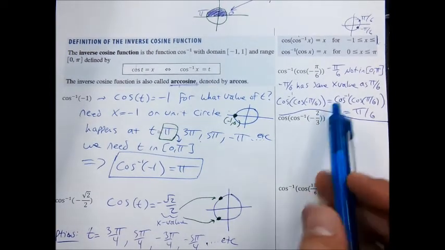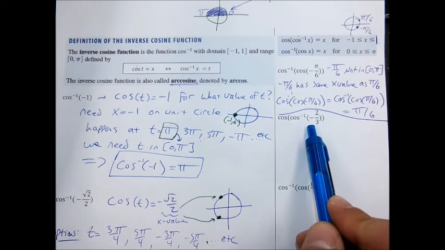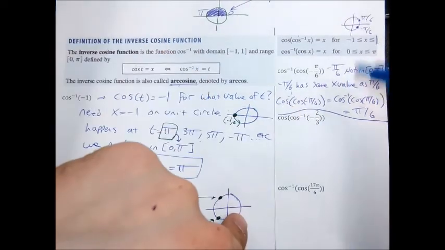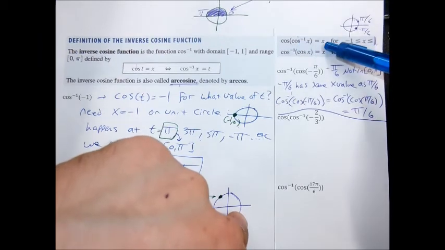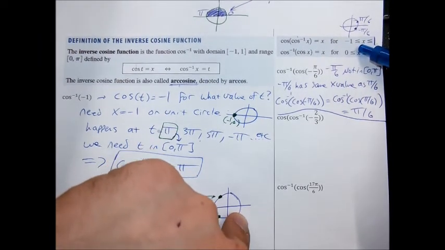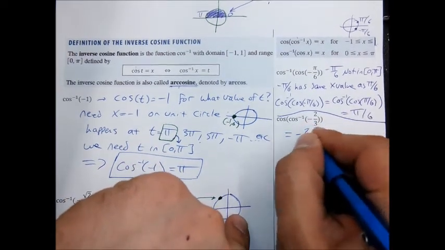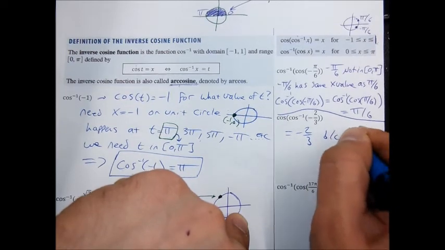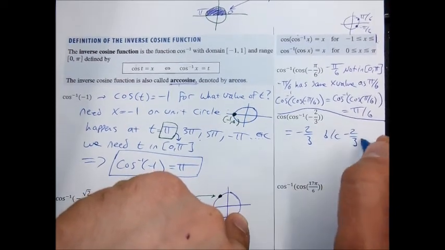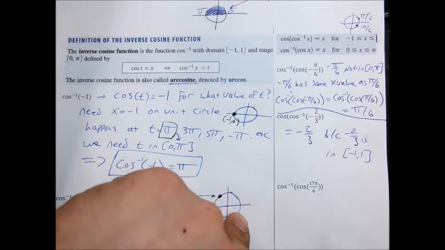Anyway, this one's nice and easy though. What's the answer to this one? Negative 2/3, right? So this one looks like the first property, and the x pops right out as long as x is between minus 1 and 1. And minus 2/3 is between those two. So this just equals minus 2/3 because that value minus 2/3 is in the interval minus 1 to 1.